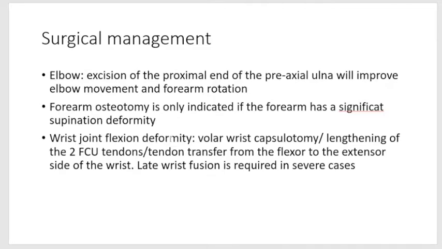Wrist joint flexion deformity. I told you you have to splint all these kids since infancy, and then decide a few months later whether, if it's too tight and not responding to the splint initially, you don't hesitate. You take them and do volar wrist capsulotomy, lengthening of the two FCU tendons on the volar side if needed, and you do tendon transfer from the flexor side to the extensor side of the wrist. Still, late wrist fusion may be required in severe cases.